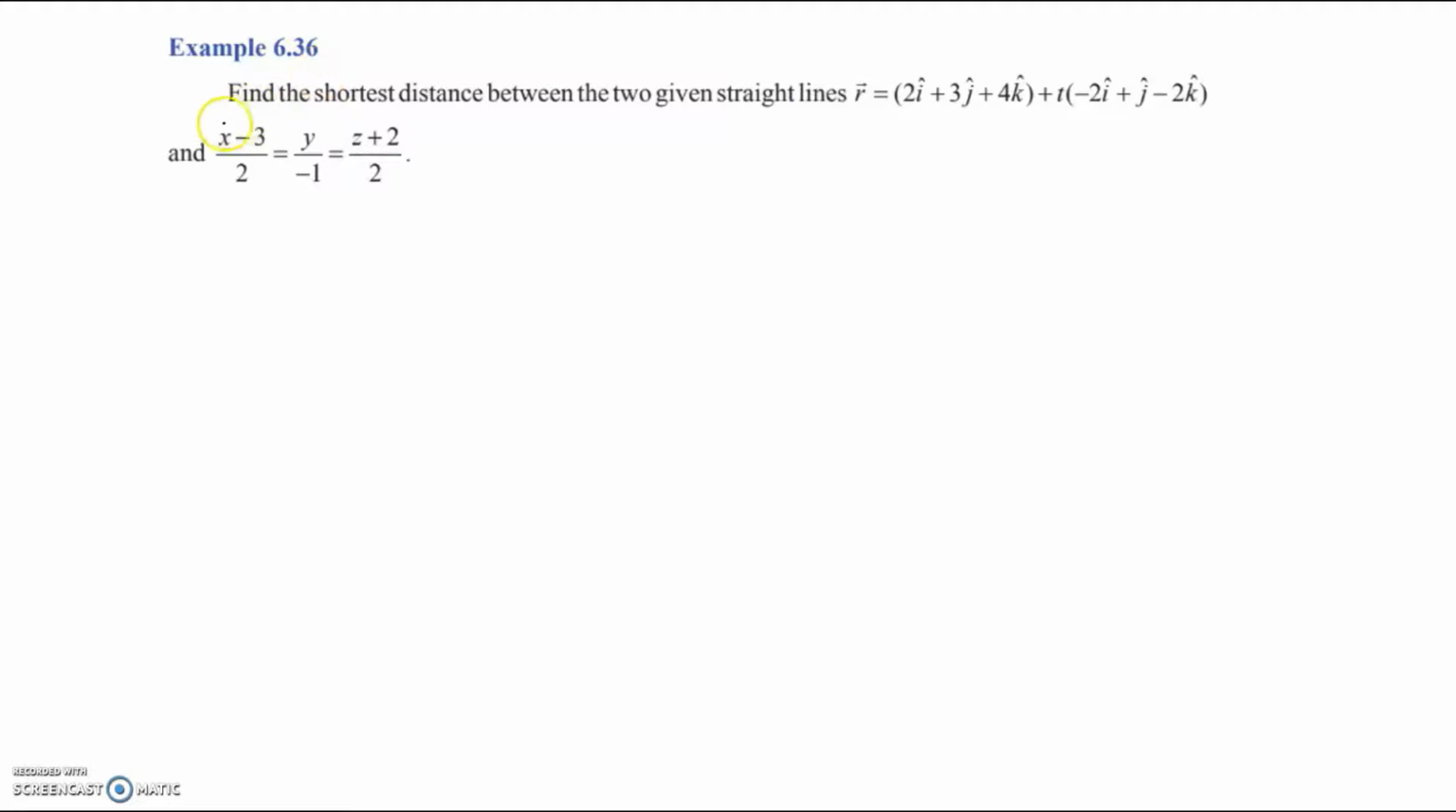Example 6.36. Find the shortest distance between the two given straight lines. So you have the first line and you have the second line. So what's the methodology that we should follow?